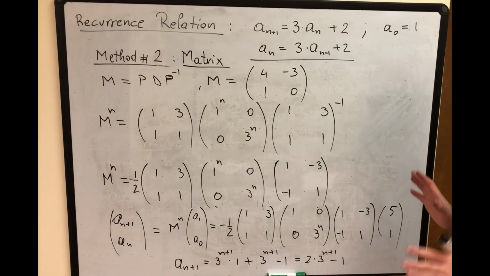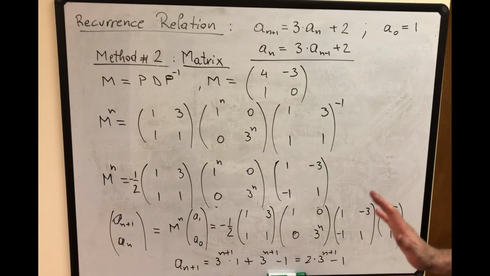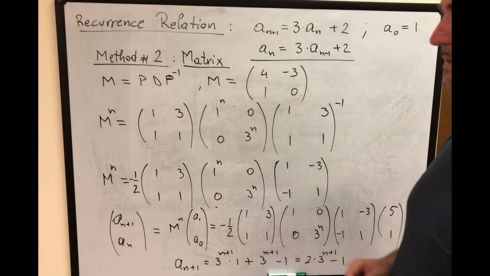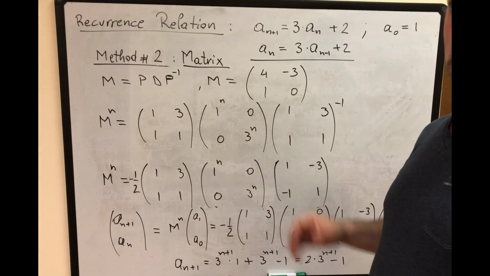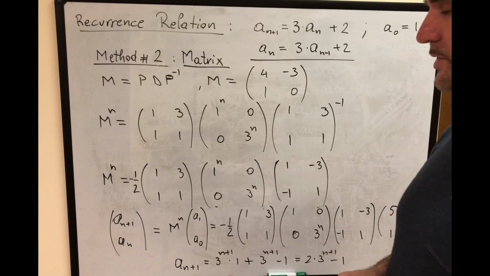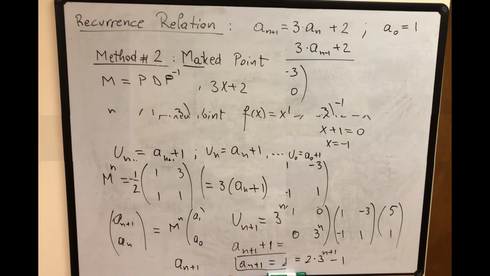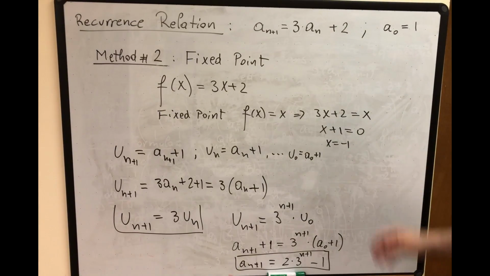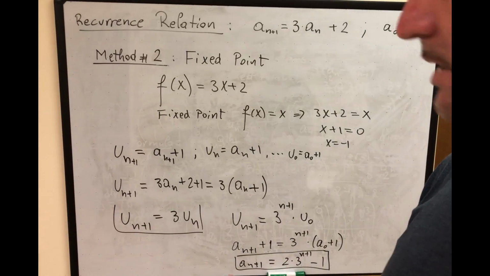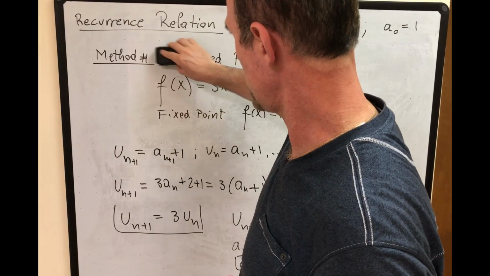The last one is much shorter than this one, and it's my favorite method. It's using some dynamical systems kind of idea, and it's really quick. Okay, so let's go to method number 3. The third method, how to solve this recurrence relation, is the fixed point method.